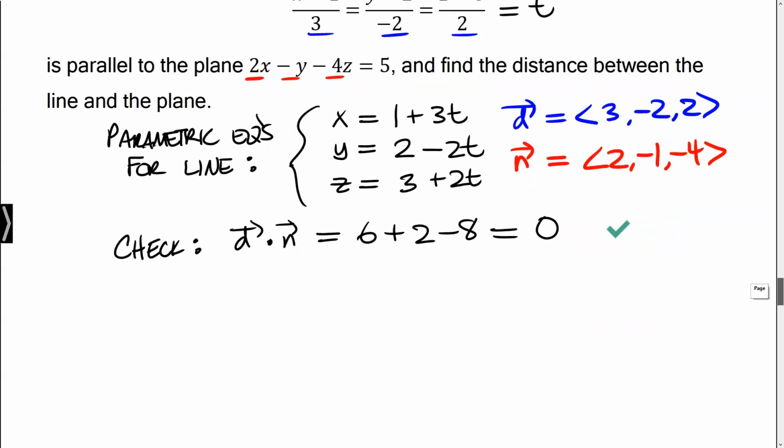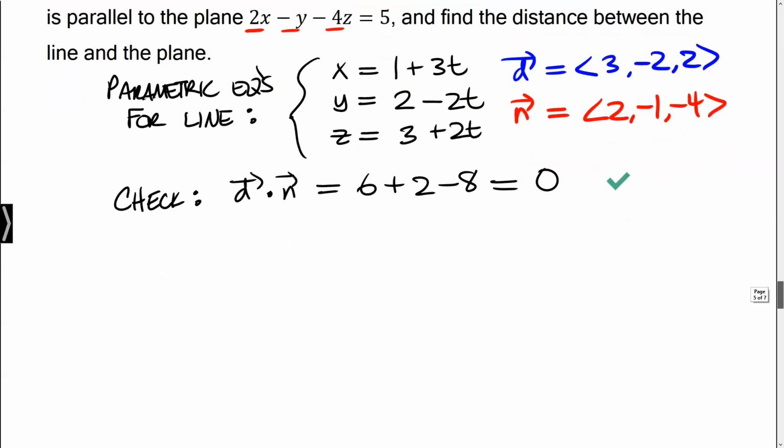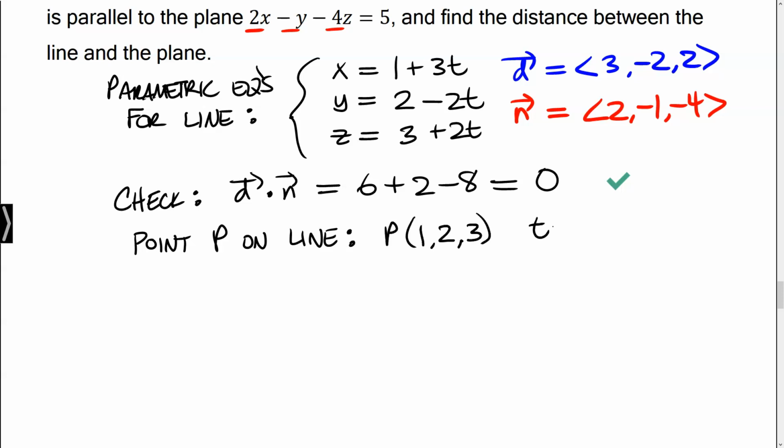Okay, so all we have to do now is find a point, and we can read off a point P on the line by taking the other numbers that we have in these parametric equations. So that's just the 1, 2, 3. By taking t, just set t equal to 0. So we've got our point, 1, 2, 3.